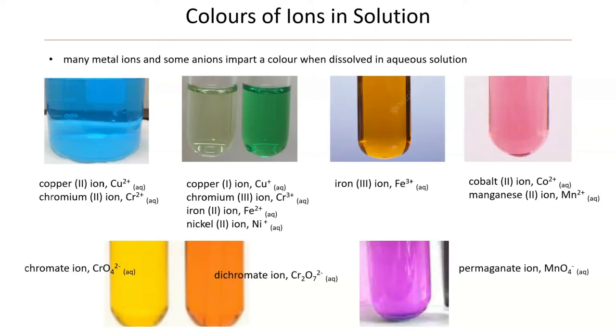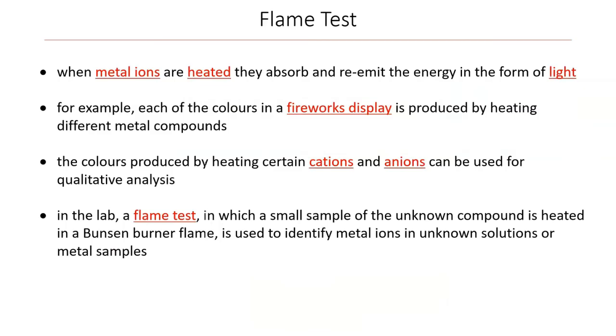So for example, if I had a sample of water from a source and I saw that it was blue in color, it would lead me to believe that maybe that solution contains copper 2 ion or chromium 2 ion. And so after that, I would then refine my analysis even more to be able to distinguish between those two possible ions.